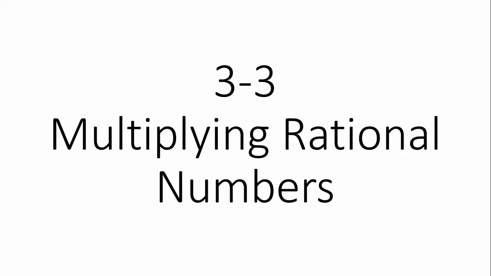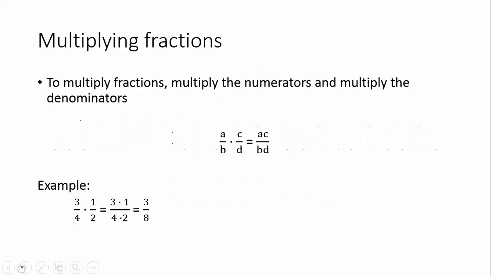Section 3 is titled Multiplying Rational Numbers. When we multiply fractions, we want to multiply the numerators and then multiply the denominators. So you can see here we have a over b times c over d, and the answer is a times c in the numerator and b times d in the denominator.